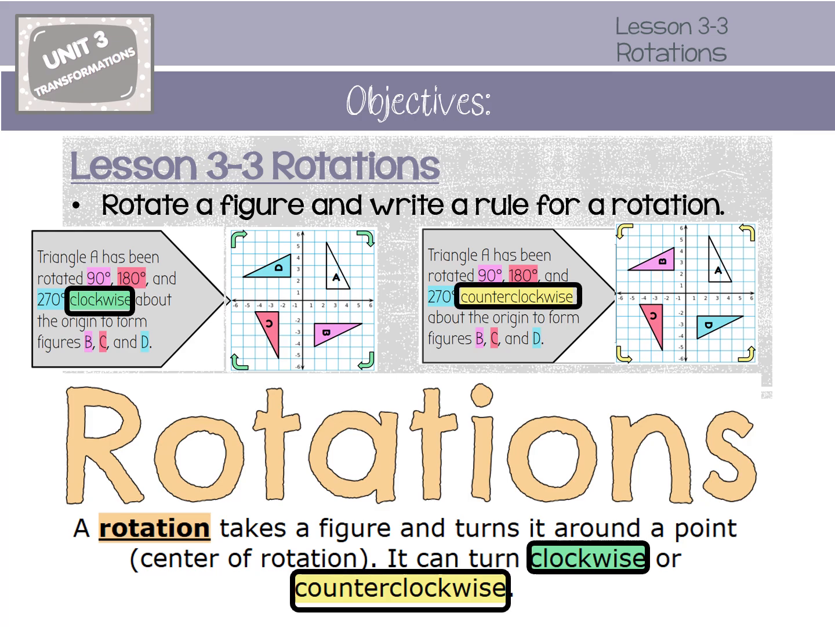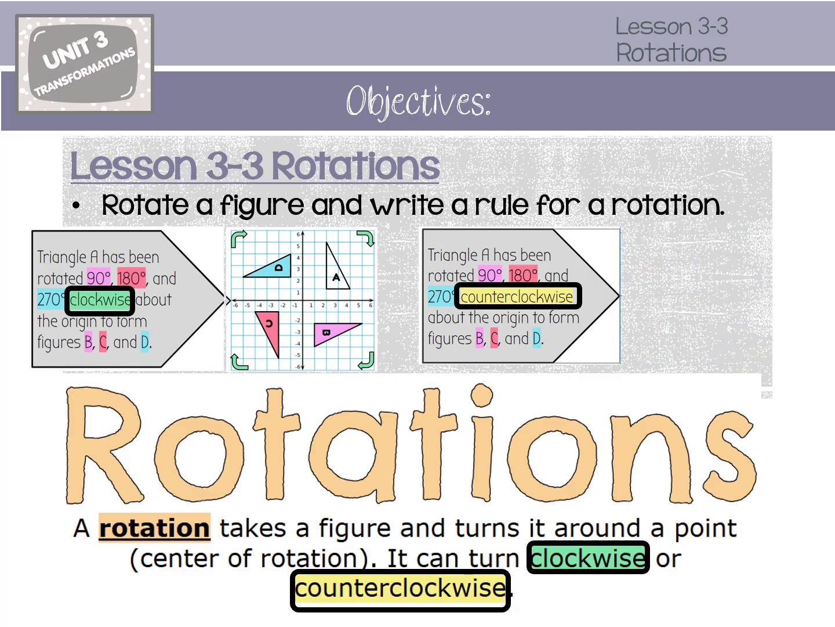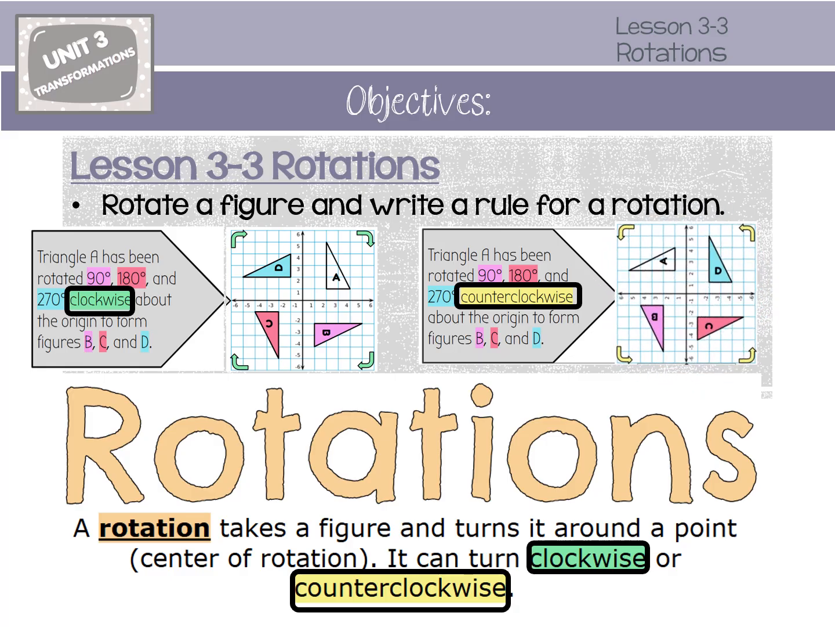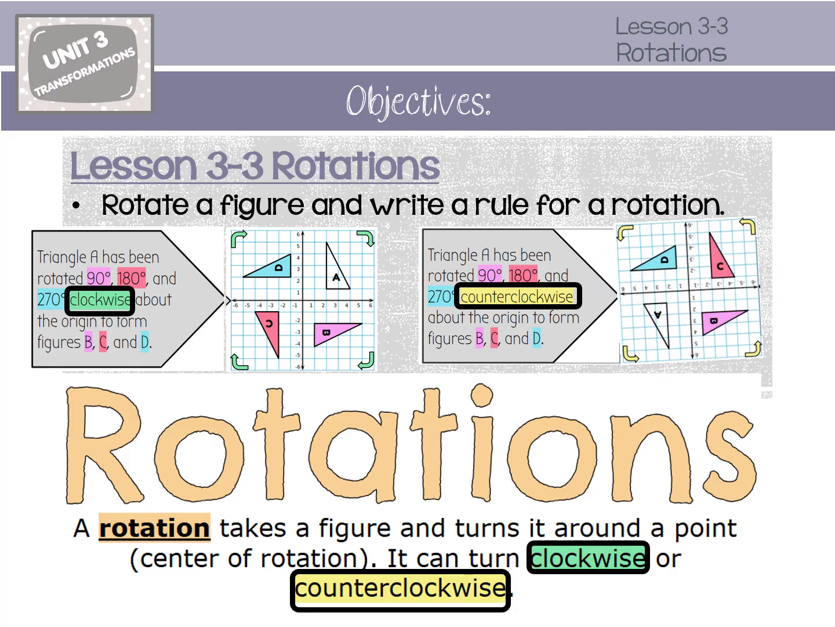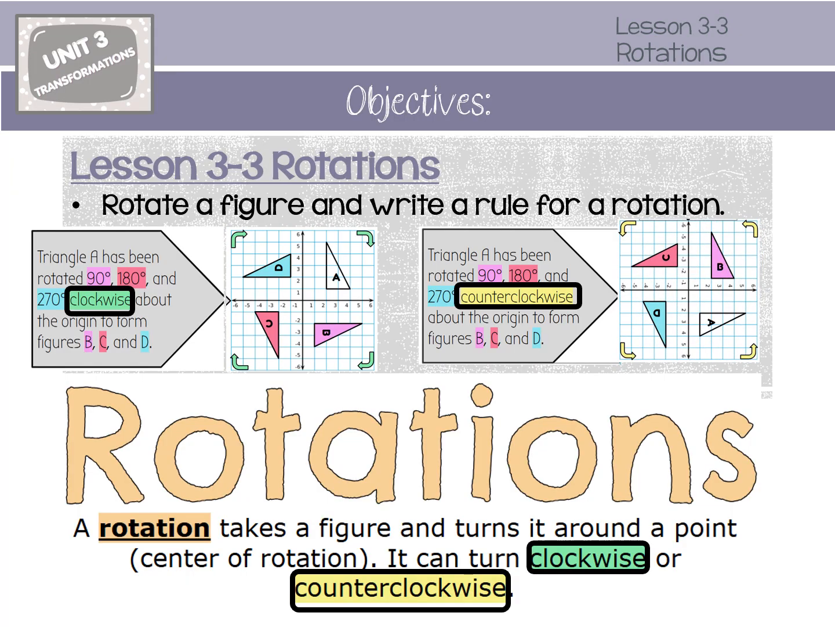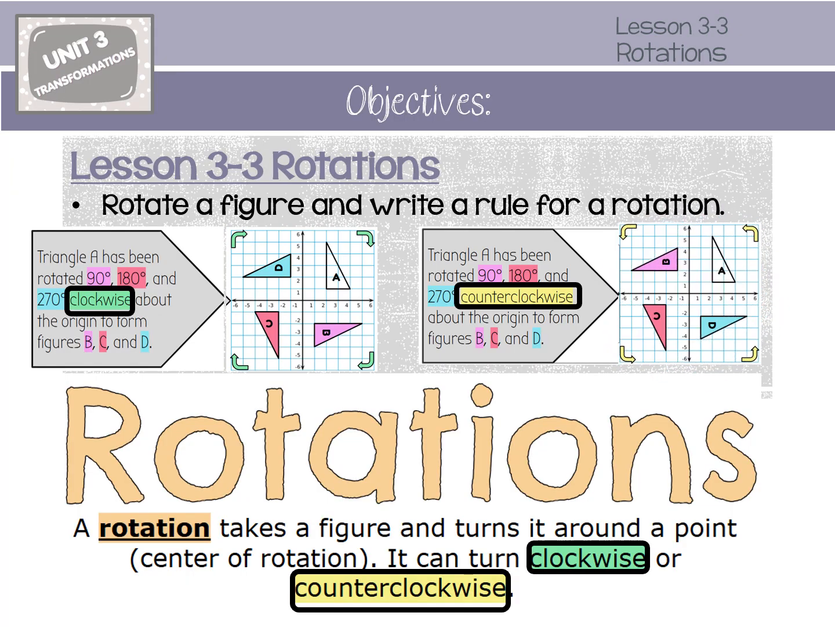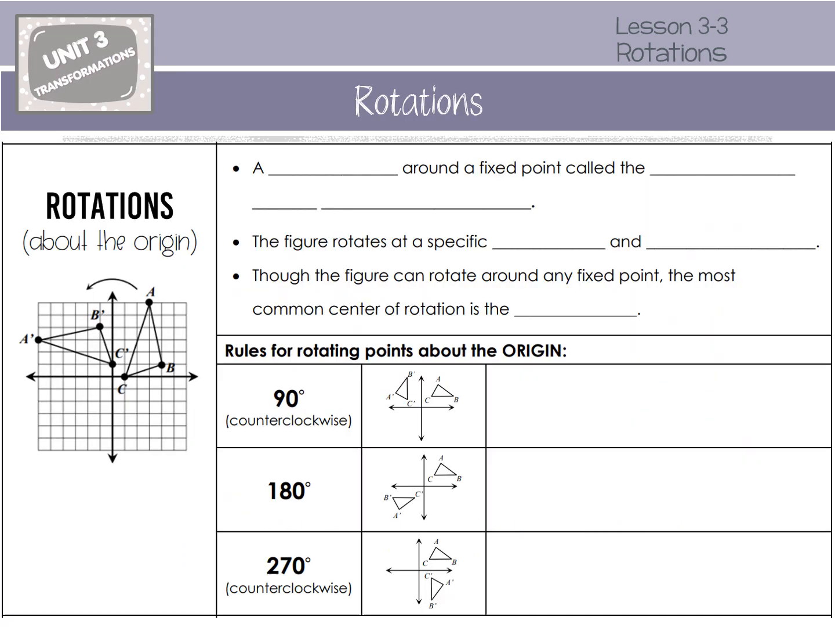A rotation takes a figure and turns it around a point, the center of rotation. We're going to be using the origin, and in these two examples, it's also the origin. So look at triangle A. It went 90 degrees counterclockwise, now it's gone 180, 270, and 360 to get back where it started. These are rotations about the origin.